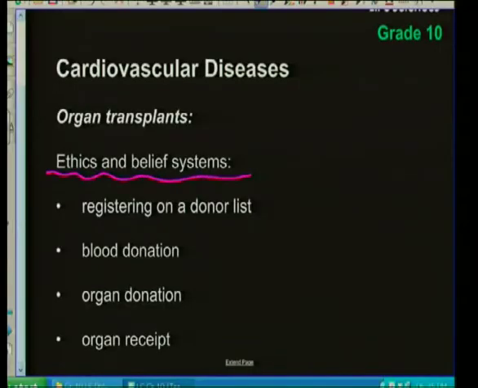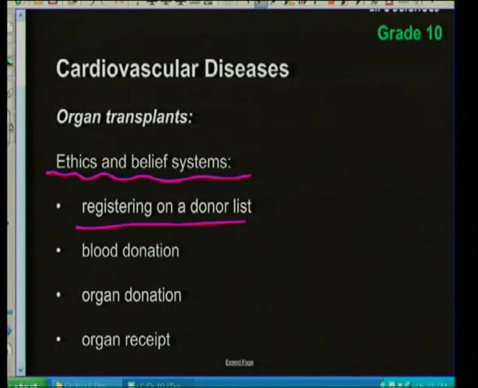Remember, our ethics and belief systems are different. Some people believe that you can donate organs, others believe that you can't donate organs, etc. And we need to work around these things because we live in a beautiful country where the cultures, values, and morals of all the diverse people in our country are appreciated and accepted.